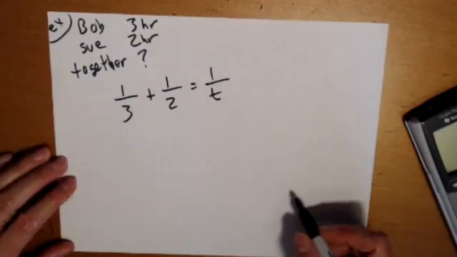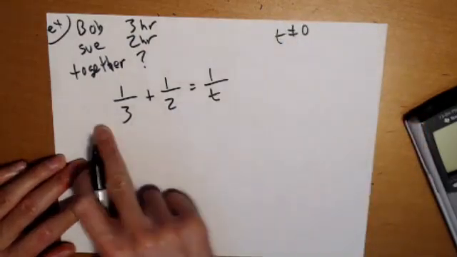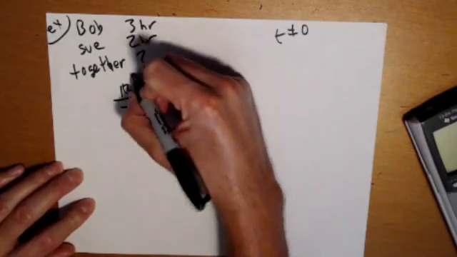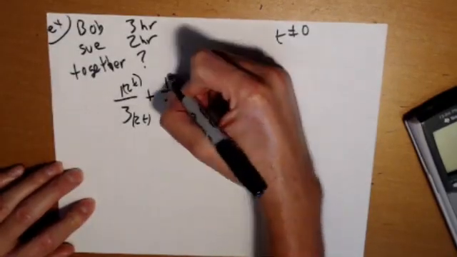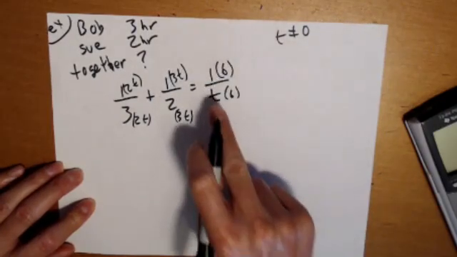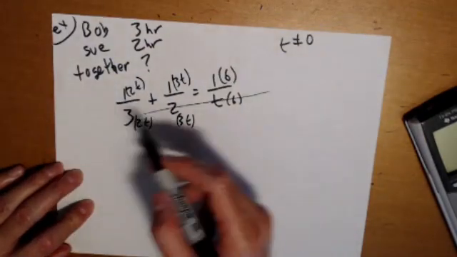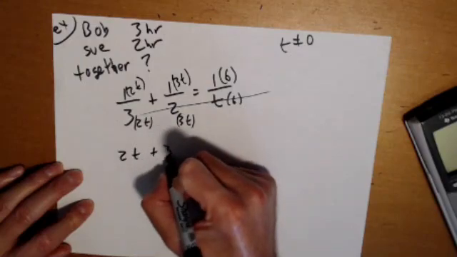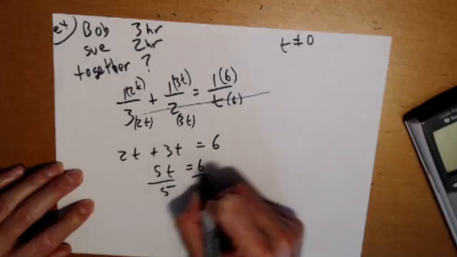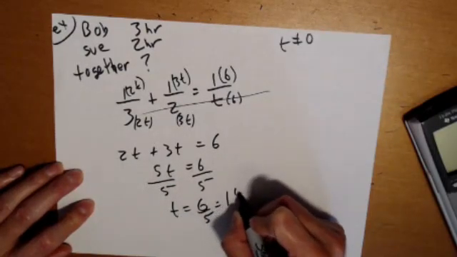Okay, let's solve this. Oh, domain first, make sure t does not equal 0. Common denominator of 6t, so this needs a 2t, this needs a 3t, and this needs a 6. Now, bottoms are all the same with that common denominator of 6t. Get rid of them. So you have 2t plus 3t equals 6. 5t equals 6. Divide by 5. t equals 6/5, 1 and 1/5.